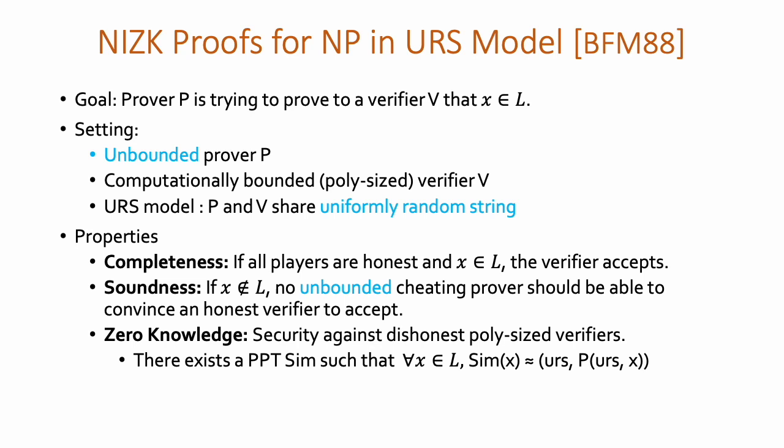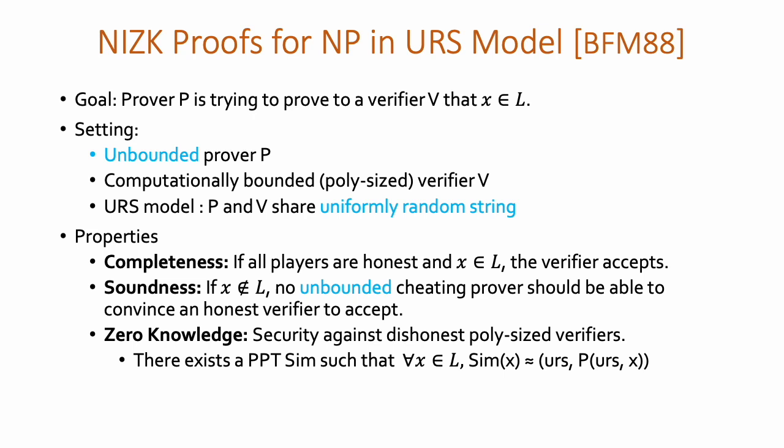So before going into the detailed results, let's look at the definition of NIZK proofs for NP in the uniform random string model. The goal here is for a prover P to prove to a verifier V that some instance X belongs to a language L. We are working in a setting where the prover P is unbounded. The verifier V, however, is computationally bounded, and both the prover and verifier share a polynomial length uniform random string.